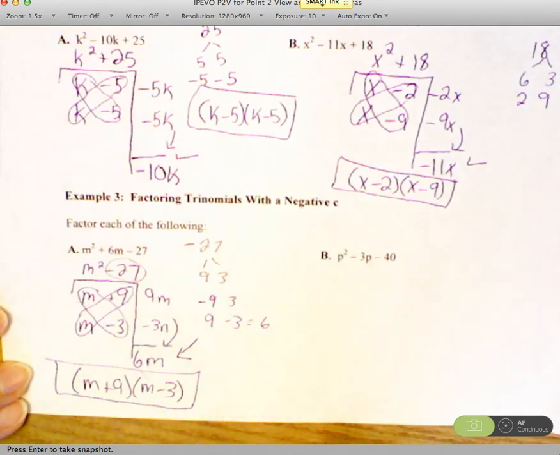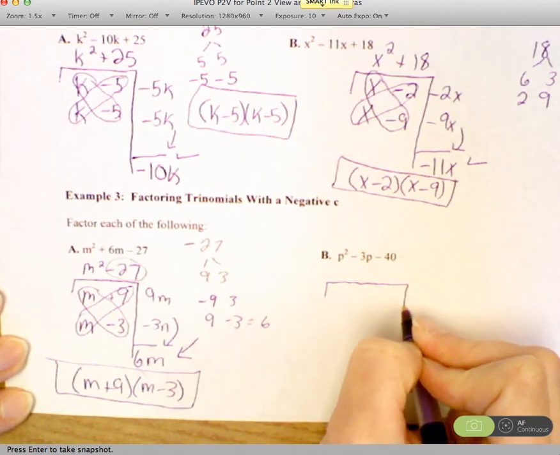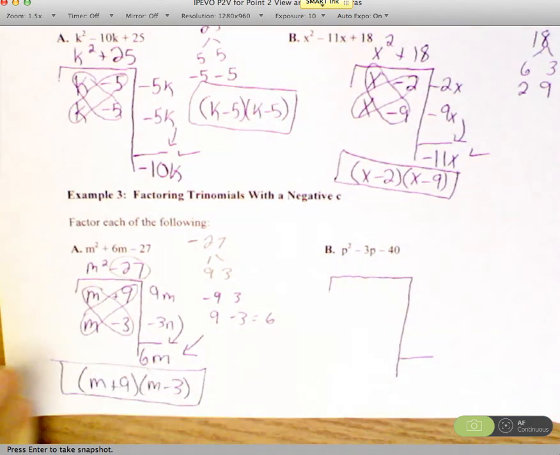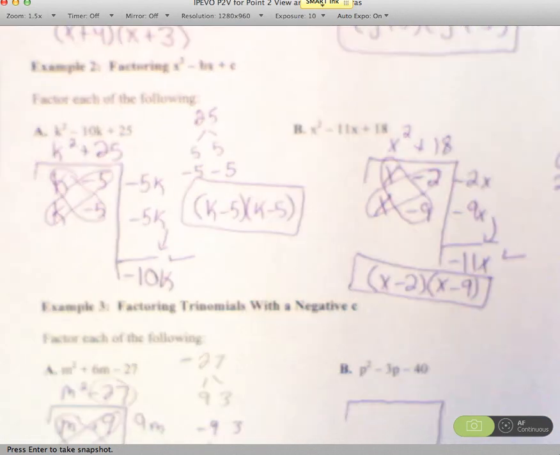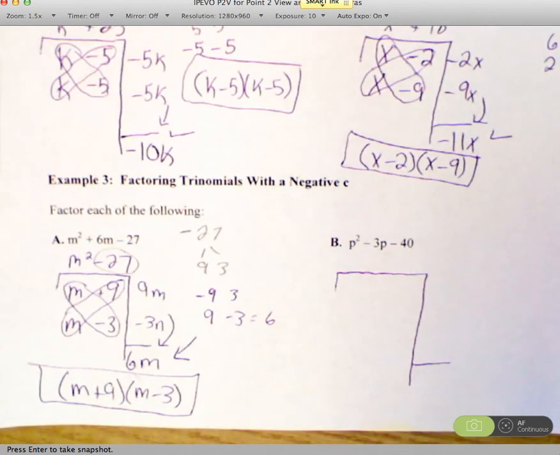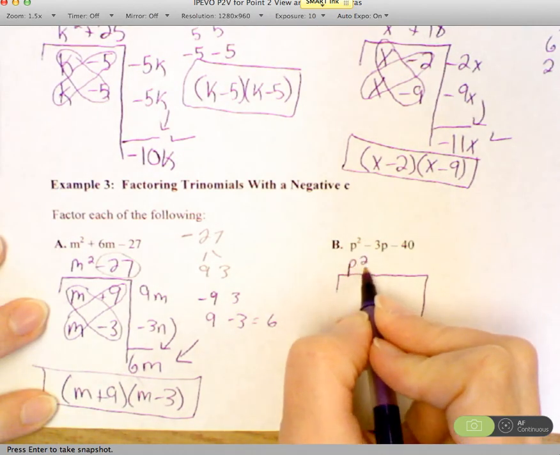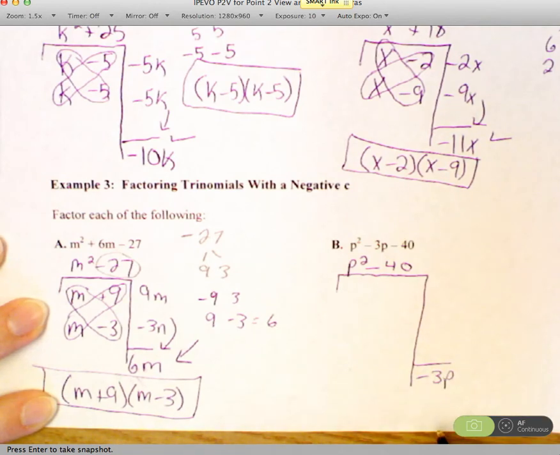All right, so looking at letter B, let's try this one. Some of you may want to pause the video and see if you can do this one on your own, and then come back and check your answer. So we have p squared minus 3p minus 40. So we have p squared minus 40 on top, negative 3p on the bottom.